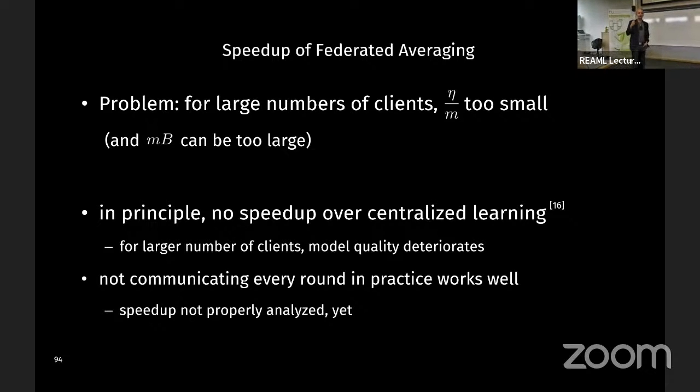So what does it mean? In theory, federated learning should not work. In practice, it does. One thing is that it seems that not communicating every round is actually good. So what you do in practical federated learning is you train for an epoch or at least half an epoch, and then you average. So this behaves differently than just centralized learning with a larger gradient.